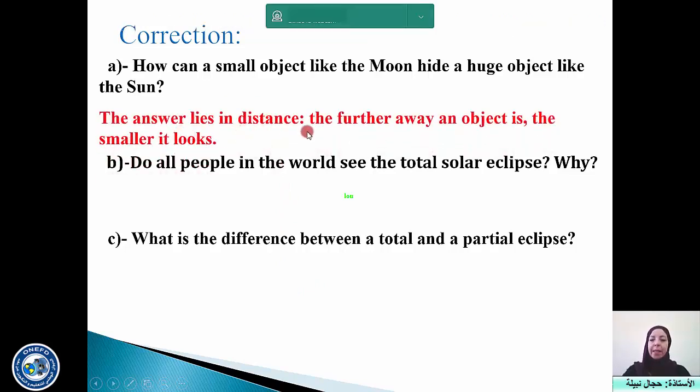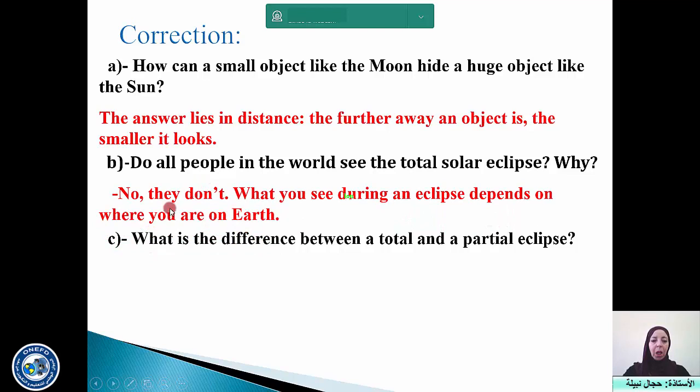The answer lies in distance. The further away an object is, the smaller it looks. Do all people in the world see the total eclipse? No, they don't. This is an answer for a yes/no question. And then the justification should be given after this. What you see during an eclipse depends on where you are on Earth. This is about the place.